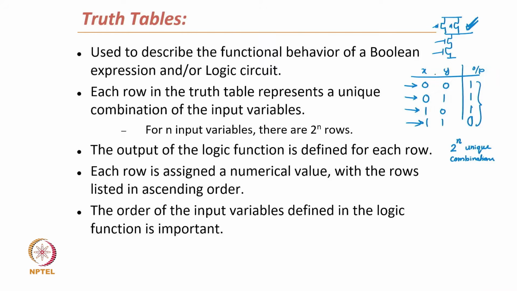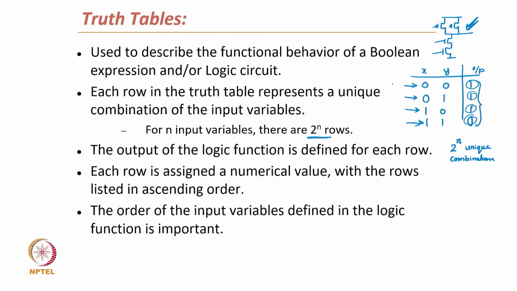So, here we have 2 variables, it means 2 to the power 2, which is 4 variables, 4 lines we have. These are the 4 unique combinations in our truth table. The output of the logic function is defined for each row. So, for each row we have a defined output in the output column. Each row is assigned a numerical value with the rows listed in the ascending order.